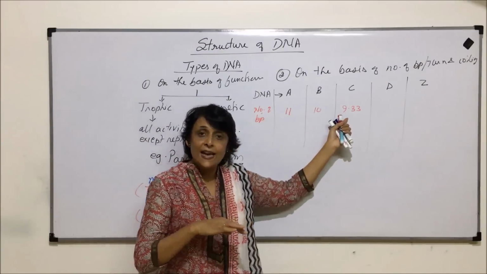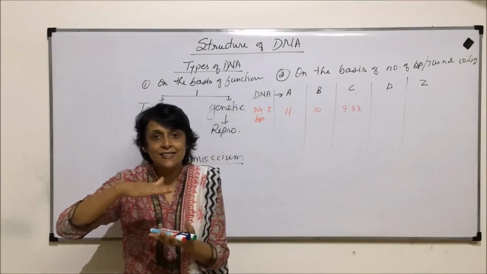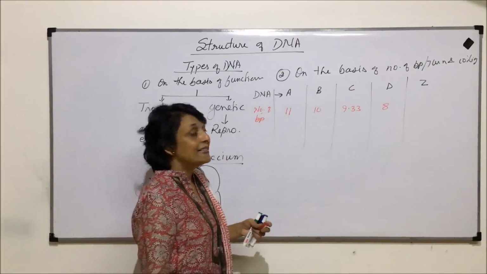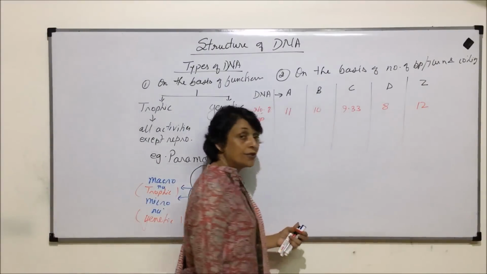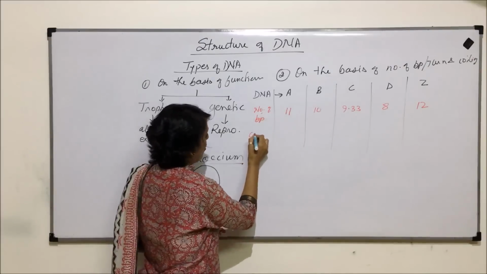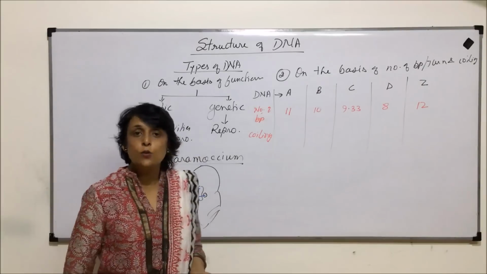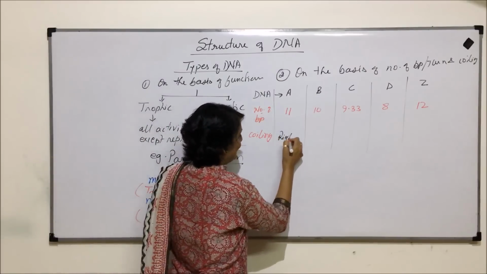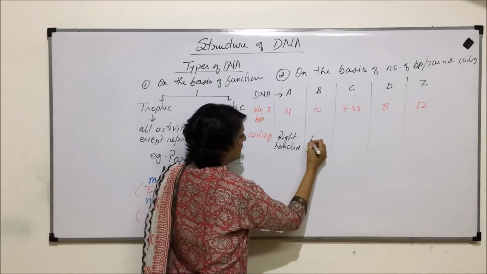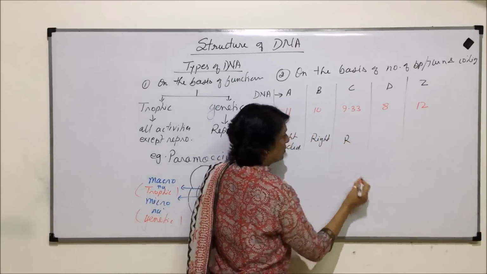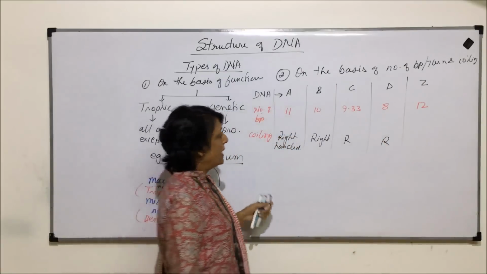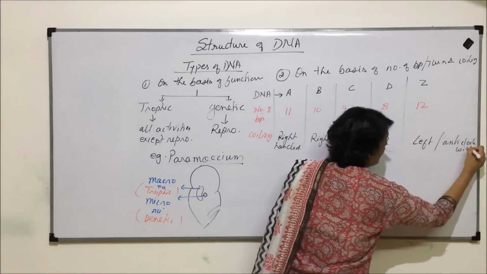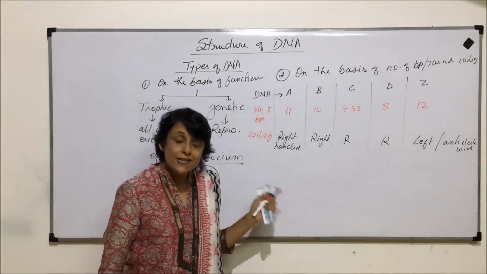If it is neither 10 nor 11, it is somewhere between 9 and 10, then it is going to be 9.33, and this is 8 per turn. Z has 12, so this is a special one. Then the coiling, that means whether the helix is coiled right-handed or clockwise, or left-handed and anti-clockwise. This is right-handed, this is also right-handed, this is also right, this is also right. The Z one is left-handed or anti-clockwise.